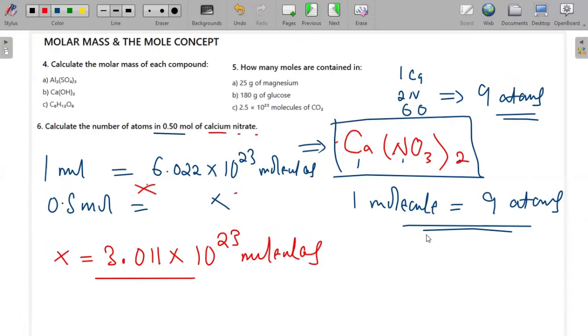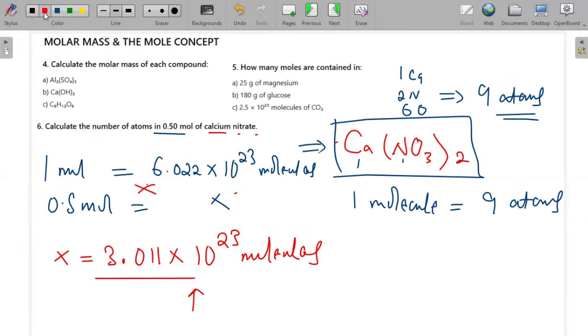And then now, from this ratio that we had developed earlier, we're going to find the number of atoms. So from this ratio, we said one molecule of this whole thing here has 9 atoms. What about if I have these molecules? How many atoms am I going to have? So it will be, let me erase this line here.